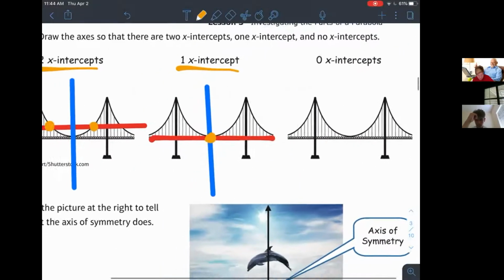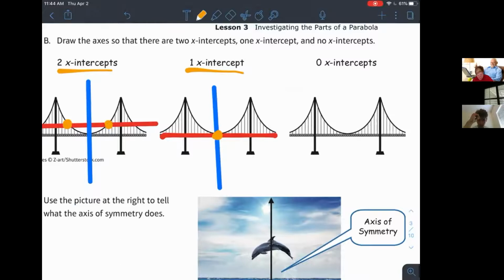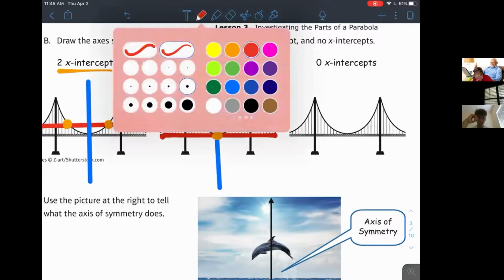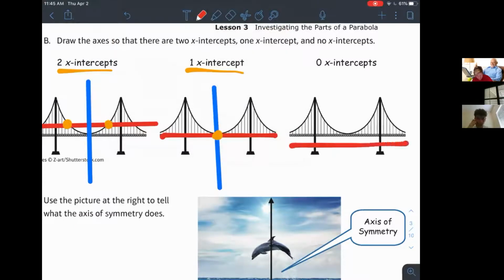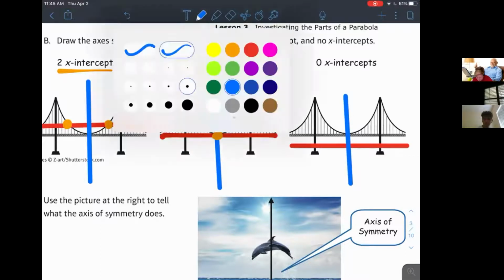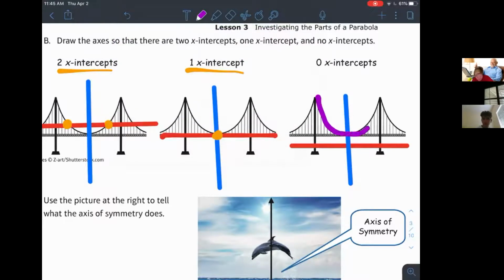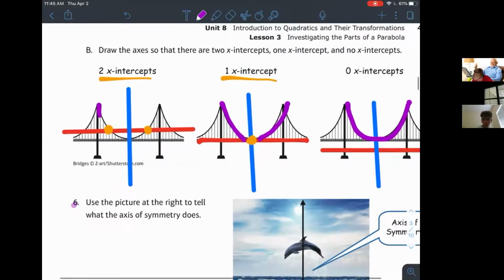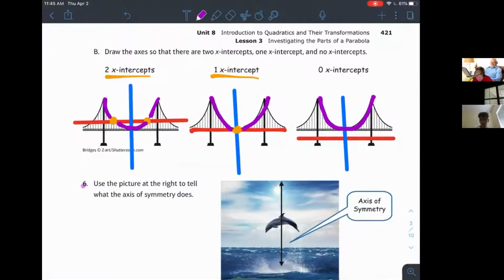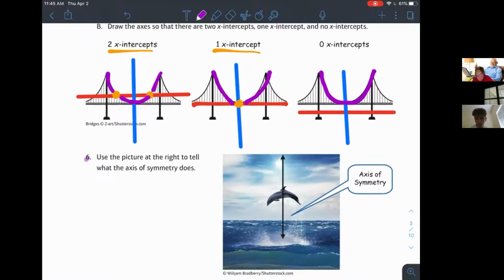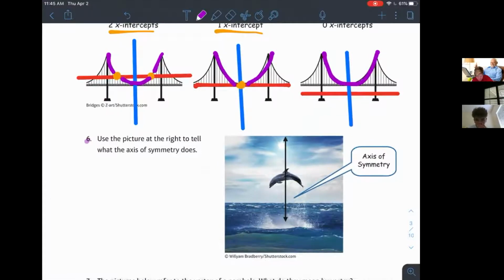Now, does anyone think they know how we could draw something with 0 x-intercepts? What do I have to do, just in words? Below it. Yeah, great call. Below it. So let's make our x-axis below it. Because once the x-axis is below it, is this parabola, which I'm going to draw in purple, ever going to hit the x-axis? Nah. No. So it's not going to have any x-intercepts because it doesn't intercept the x-axis. Those are 3 different types of solutions that we could have as we learn more and more about quadratics. Great call, whoever volunteered that answer. All right, we're making good work.